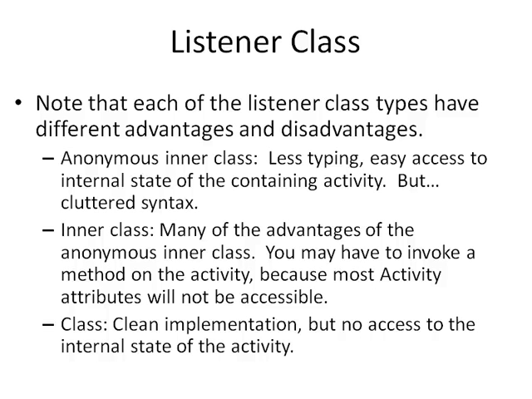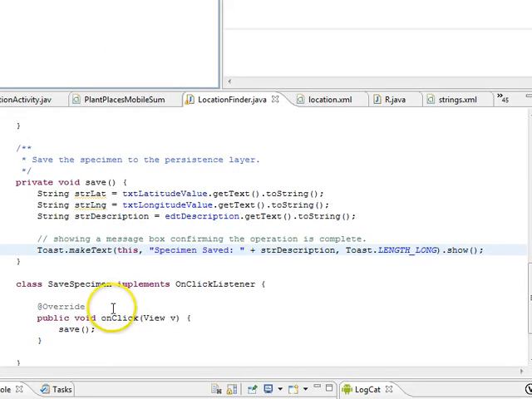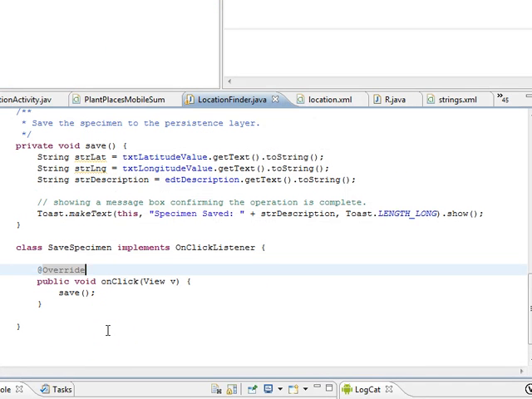The inner class, which is a class within a class, has a lot of the advantages of an anonymous inner class, but it's a little more clear and a little more typing. A separate class is completely possible as well, but we won't have any reference to the internal methods or the internal state of the activity where the button is located. So those are our different options. If it were up to me, I would probably do the middle option, if I were you, which is the one where we have our save specimen class. That one works pretty well for me. So we'll leave it at that.